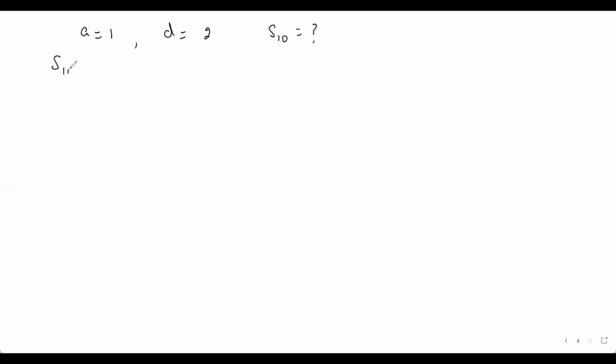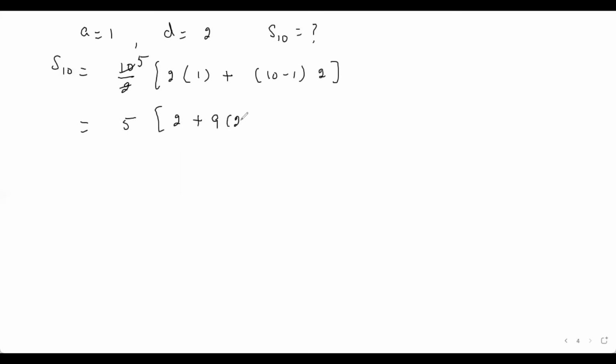Now S10 is equal to 10 upon 2, 2a is 1 plus 10 minus 1 and d is 2. This is equal to 5, 2 plus 9 into 2. That is equal to 5, 2 plus 18. That is 5 into 20, that is 100. So sum of 10 terms is 100.